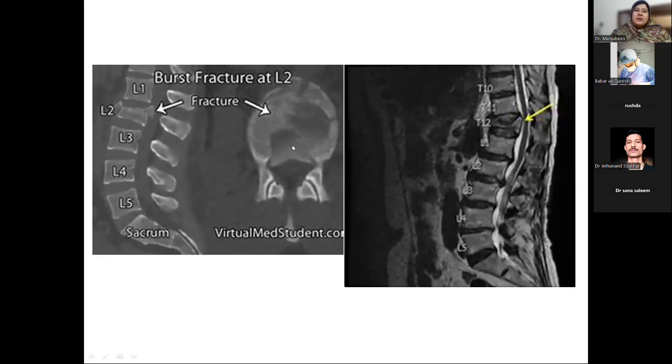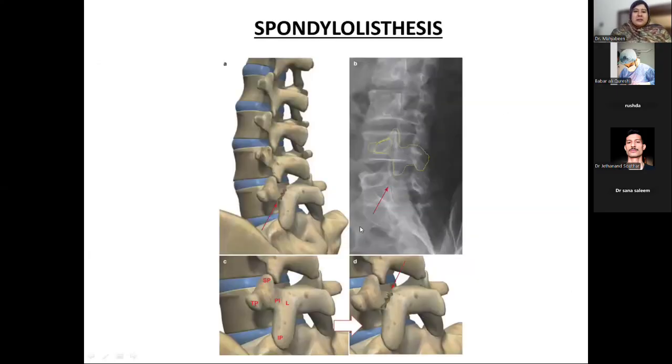Again, this is a burst fracture, right? We can see that the vertebral body is completely shattered into pieces. And this is the MRI. See how these vertebrae appear normal, and this one is completely burst. So the last thing which we can see on X-ray or CT scan is spondylolisthesis.